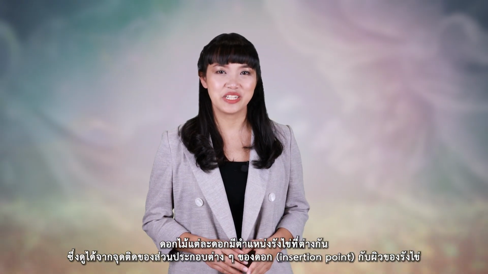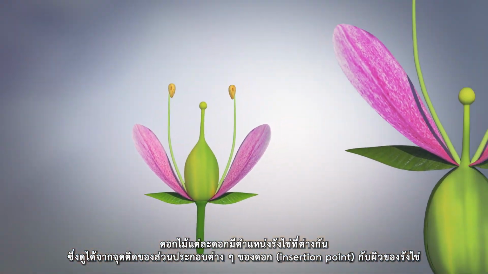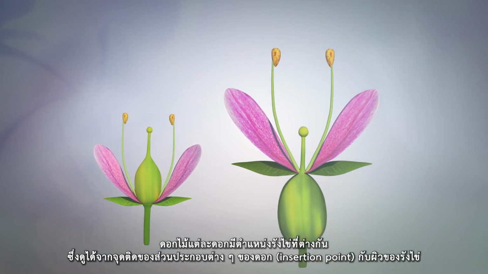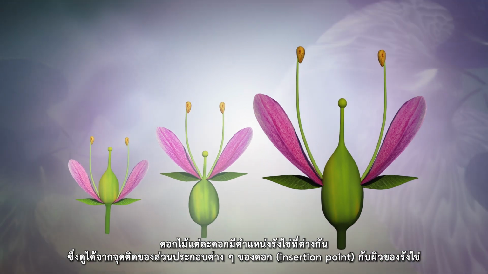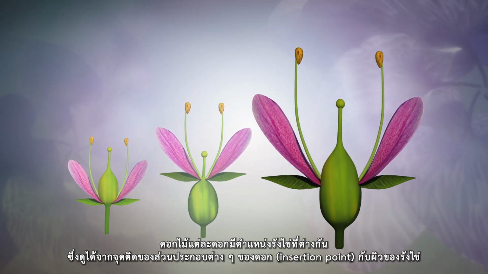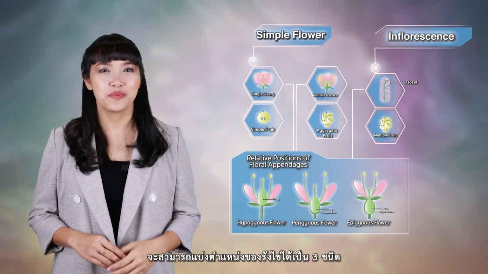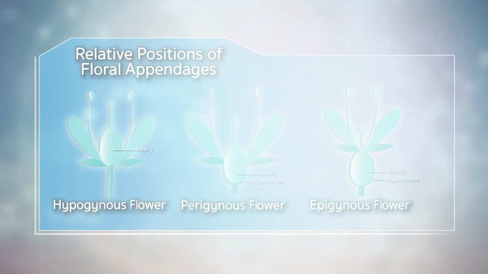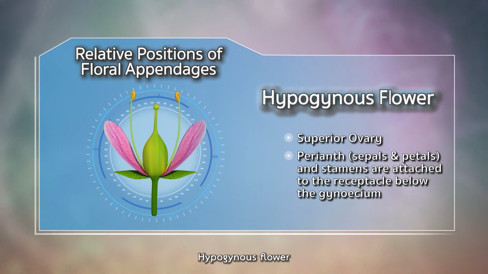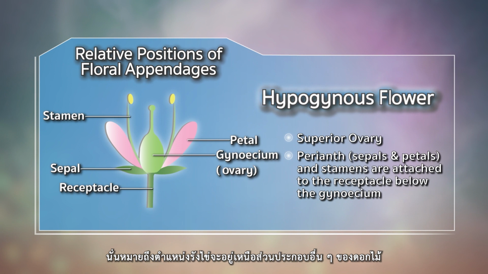Each individual flower has a different position of the ovary, which is determined by the insertion points. This is where the other floral parts come together and attach to the surface of the ovary. If you look at this picture, you can divide the position of the ovary into three types. The first one, a hypogynous flower, contains a superior ovary. That means that the ovary is sitting above the other parts.